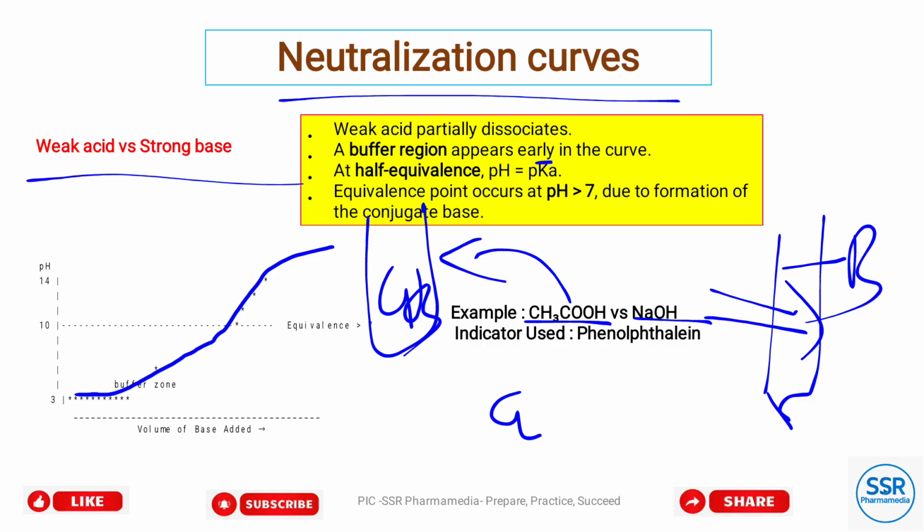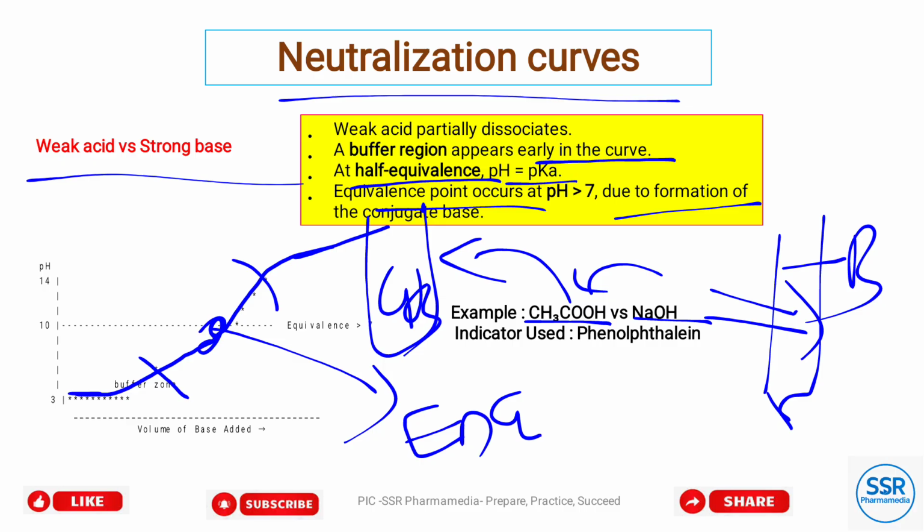So the buffer region appears in this curve. The half equivalence point pH is equal to pKa. The equivalence point occurs above 7 due to the formation of the conjugate base. Initially acetic acid is there, so it has an acidic pH. After that, adding NaOH reacts with the acetic acid and forms the salt. After the endpoint, only alkaline pH, it goes to the steep region. And the center point between these two inflections is called the equivalence point, that means the endpoint.